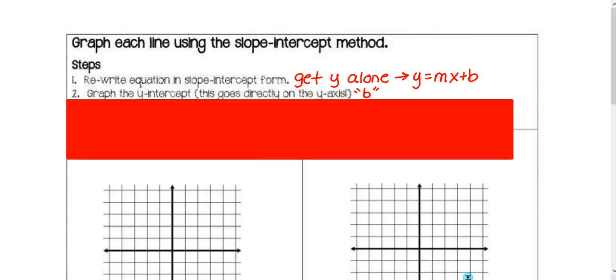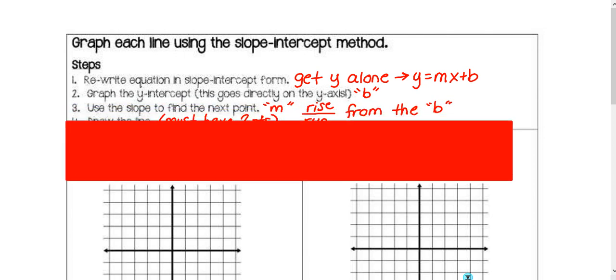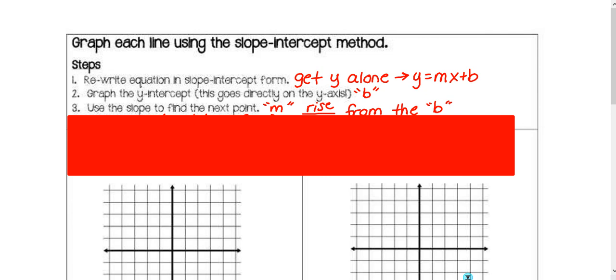Step 2, graph the y-intercept. This goes directly on the y-axis, and remember that your y-intercept is your variable b. Step 3, we're not going to be able to see everything here, but step 3, use the slope to find the next point. Remember, slope is your m. And what you're going to do is rise over run from the b, from your y-intercept. The way I remember this, for graphing purposes, to remember which one goes first, I always think alphabetically, b comes before m. So I always remember I need to do my y-intercept and then my slope.